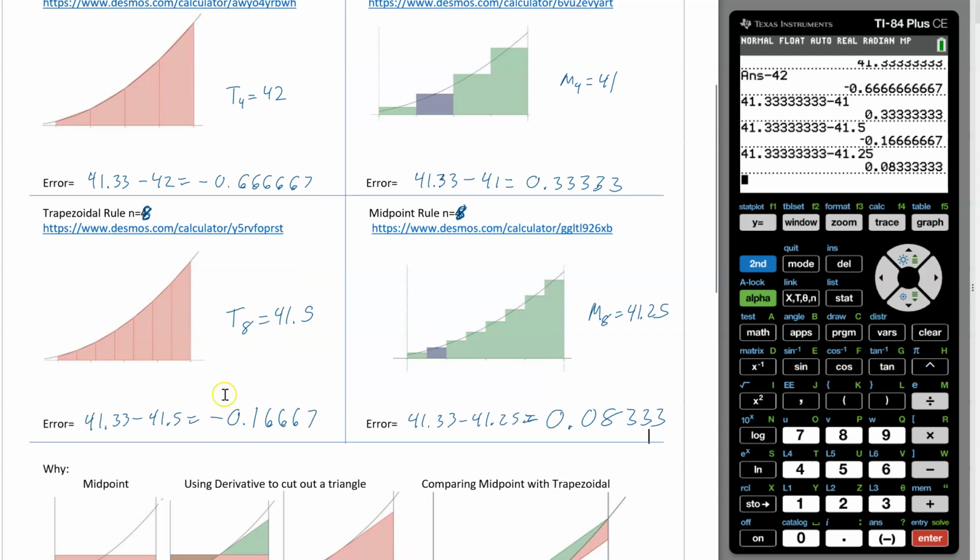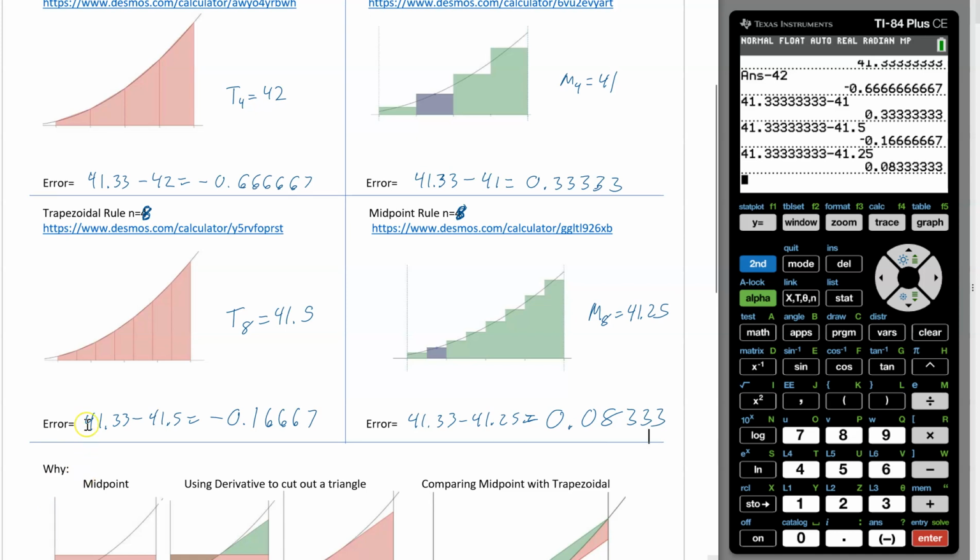So trapezoidal is overestimating in this situation, and midpoint is underestimating in this situation. You can see that it's half. So midpoint is better than trapezoidal for approximations. All right, and just to prove this, we're going to look at a little picture.